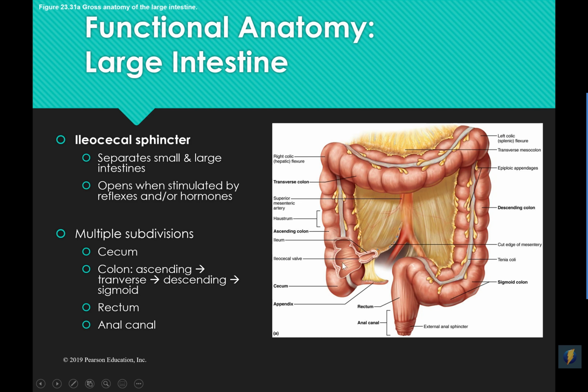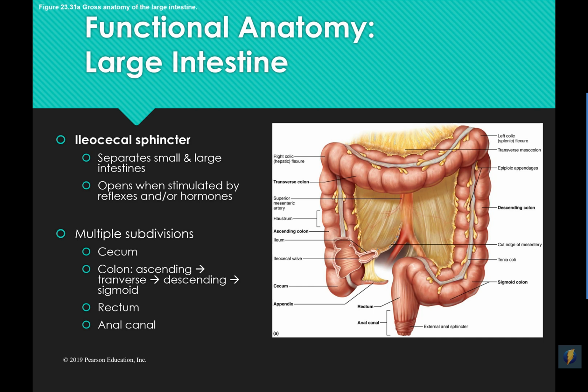The small intestine ends at the ileocecal sphincter. That's what connects and separates the ileum from the large intestine. There are several divisions of the large intestine. The first is the cecum, then into the ascending colon, transverse colon, descending colon, ultimately into the sigmoid colon, and then the rectum and anal canal.